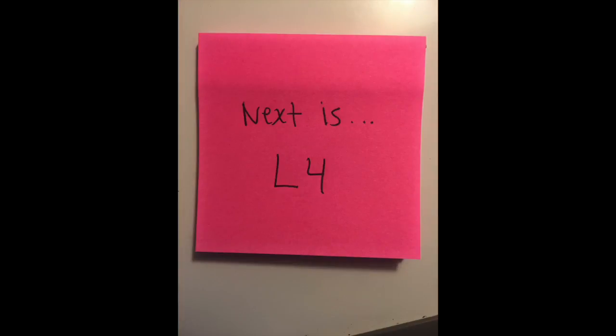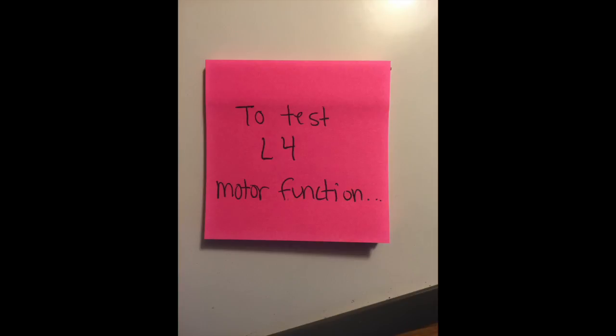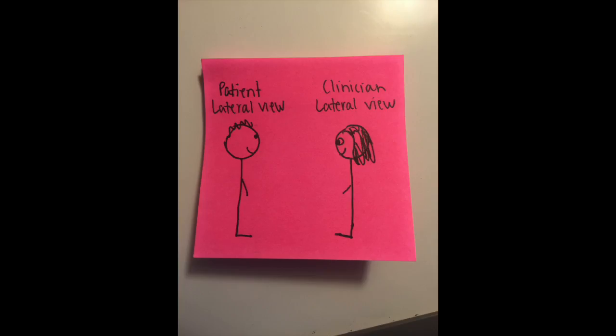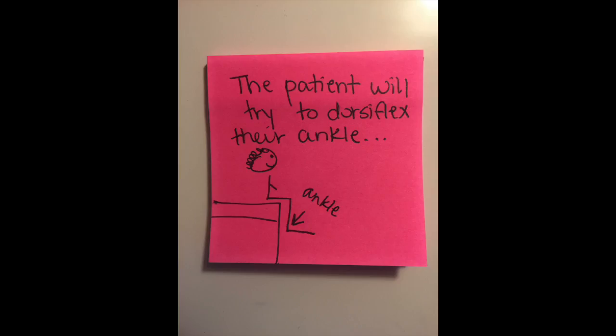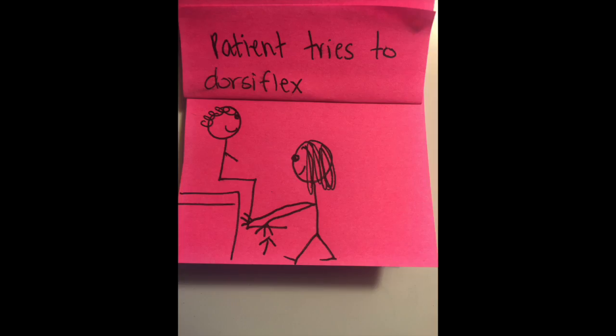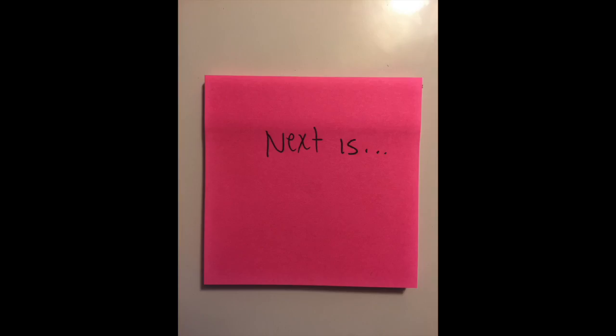Next is L4. L4 involves ankle dorsiflexion. To test L4 motor function, have the patient sit at the edge of the table. The patient will try to dorsiflex their ankle, and the clinician will resist them. That is done to test L4 motor function.